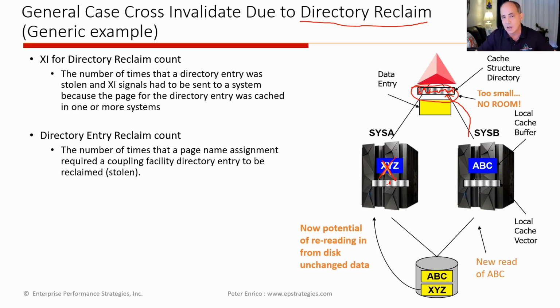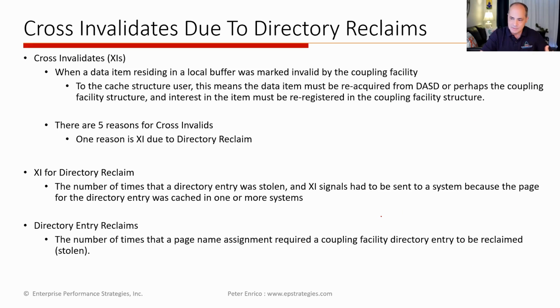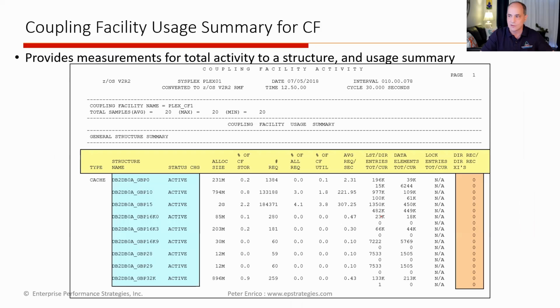So if system A ever comes in again and wants to reference XYZ, it's going to recognize its local buffer as being invalid. So it has to either reread the data in from the coupling facility or reread it from disk, and that's a performance overhead. That should not be happening for coupling facility structures. So this is just going over different reasons for cross invalidates.